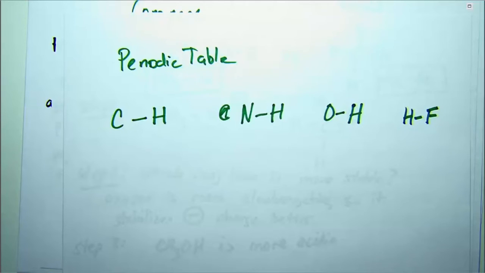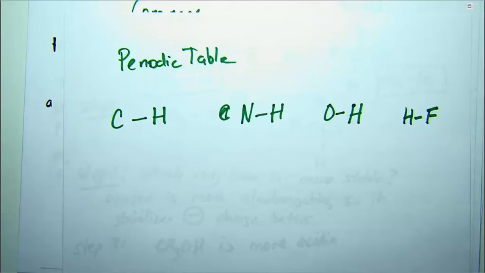And what's the logic behind that? Well, the logic is you're going to draw out the conjugate base, so C minus, O minus, N minus, F minus. As you guys look at these conjugate bases, the stability increases going this way due to electronegativity of the element.